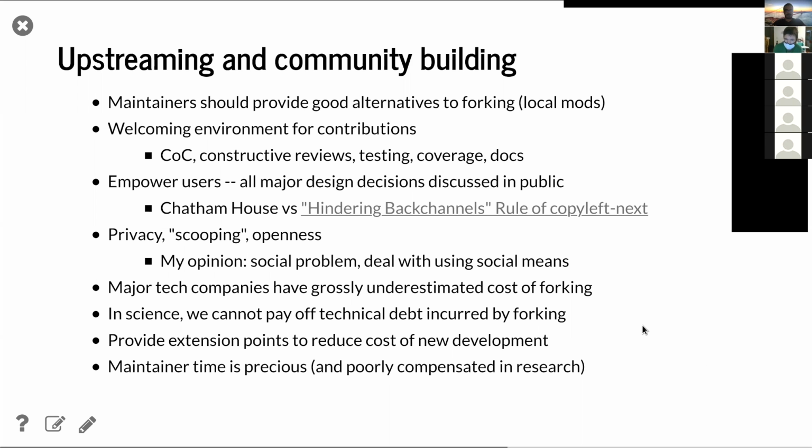Some people are really concerned about scooping. So they say, well, I don't want to release this until the paper is out, because if we just release this code, then somebody else could come along and write their paper about that, and then we don't get credit for it. My opinion is that this is really a social problem we should deal with by social means. Withholding those new contributions until you have a chance to write the paper slows things down. It significantly increases the cost of that development, because the project's going to have moved on quite a bit by the time you get around to trying to merge it.